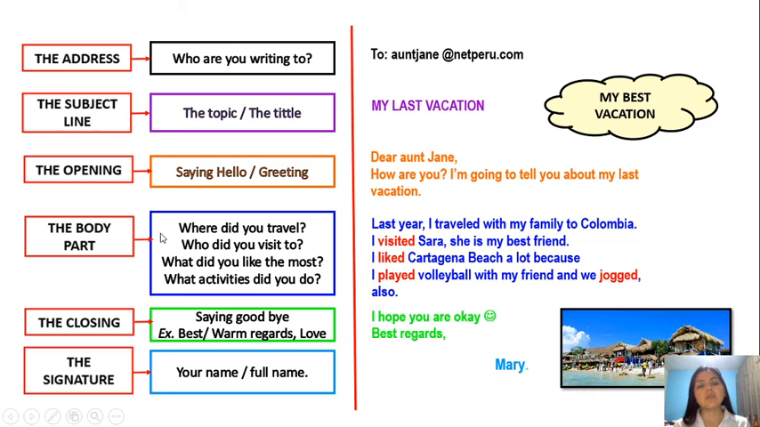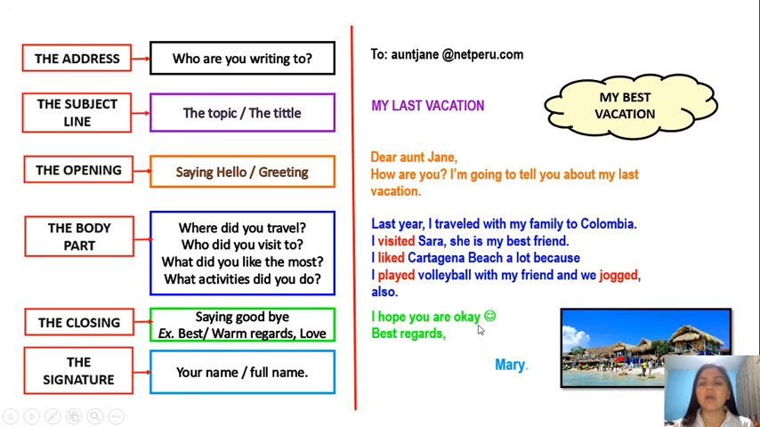So in the body part you are going to write all the activities that you did. Of course you have to work with the verbs that you will find in Alexia Classroom. Let's continue. The closing, saying goodbye. And of course we have here some examples. For example, best regards, or you can say warm regards too. You can say love.